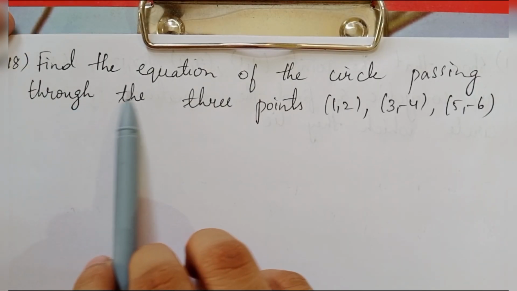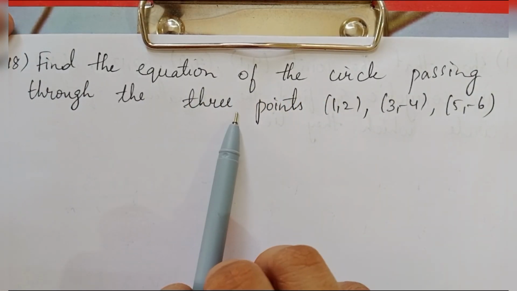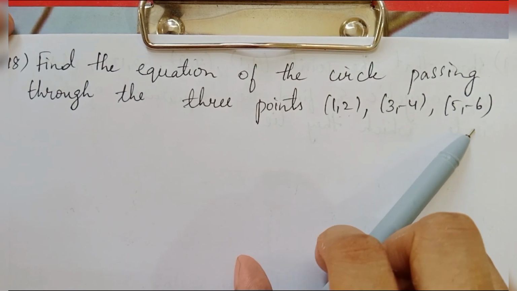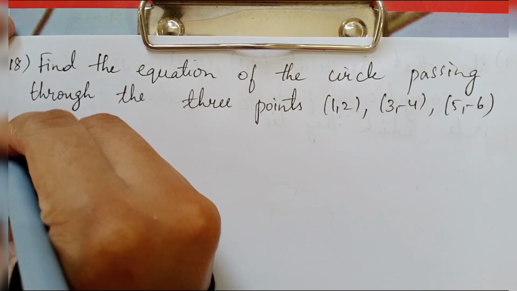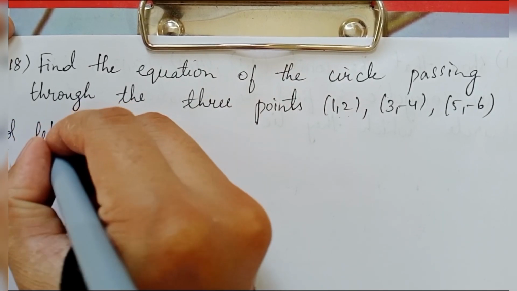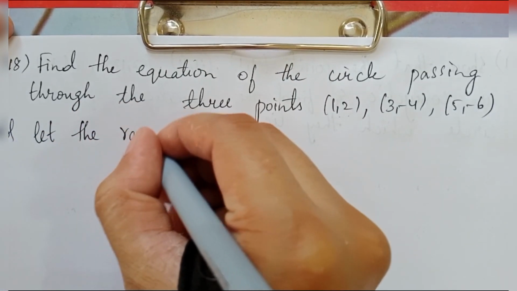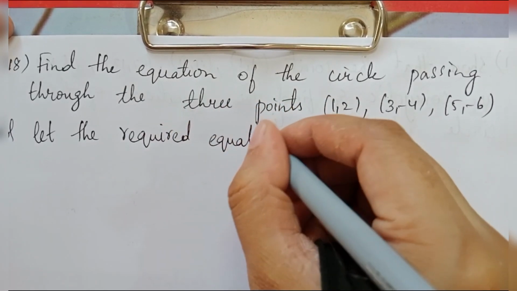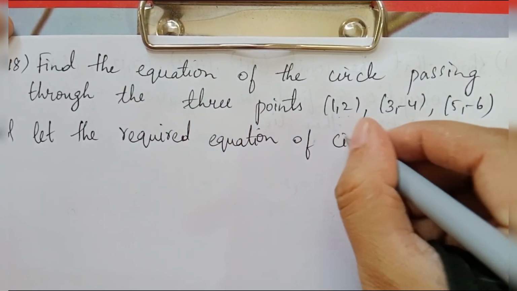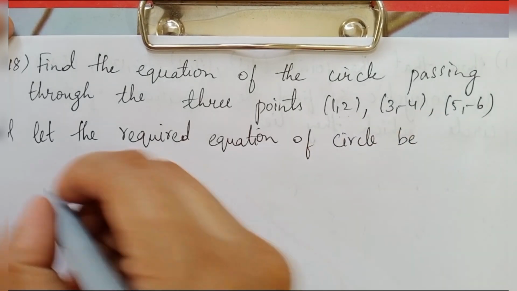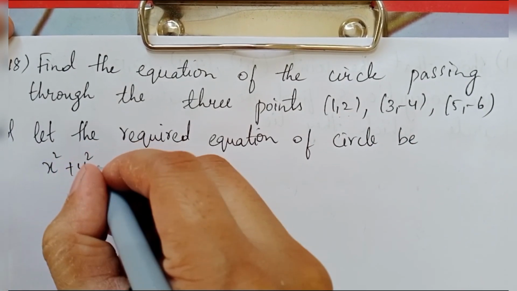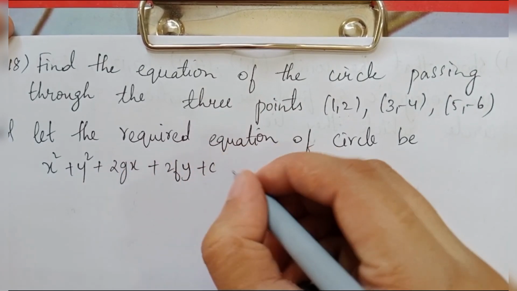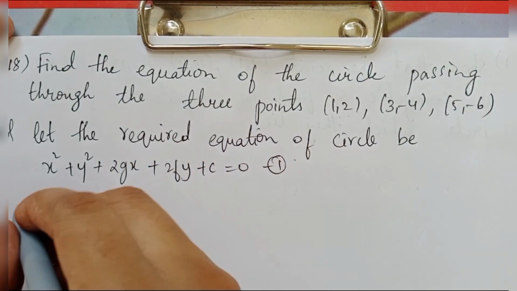The 18th question is: find the equation of the circle passing through the 3 points (1, 2), (3, -4) and (5, -6). So we have to consider the equation of the circle. Let the required equation of the circle be x² + y² + 2gx + 2fy + c = 0 as equation 1.